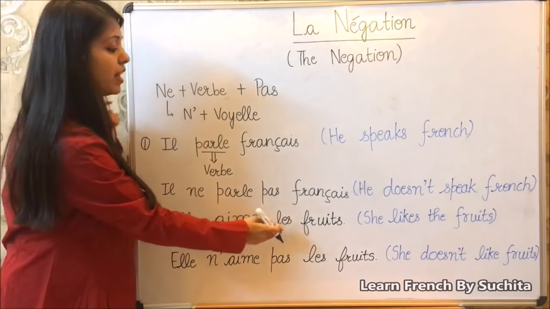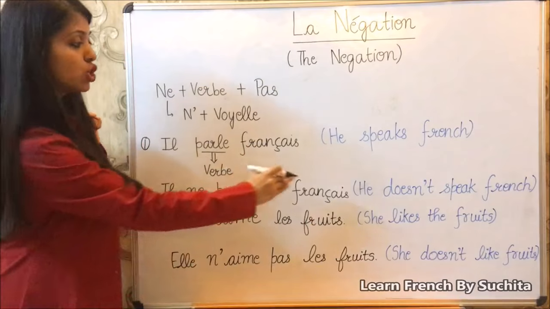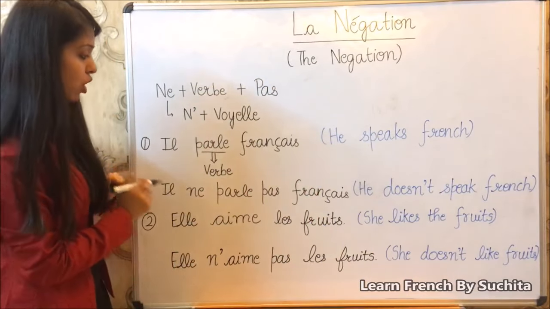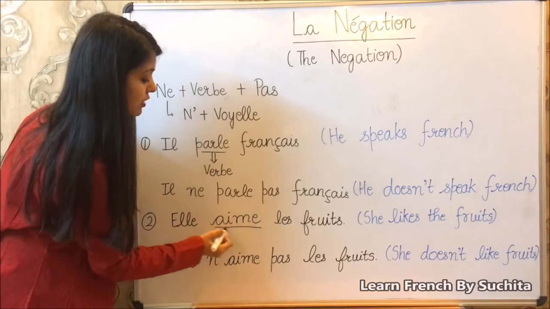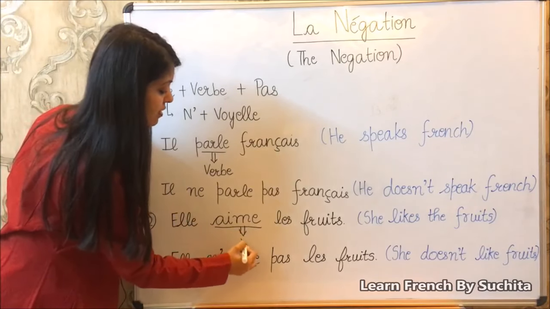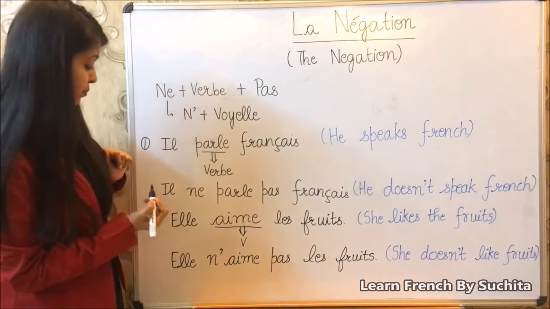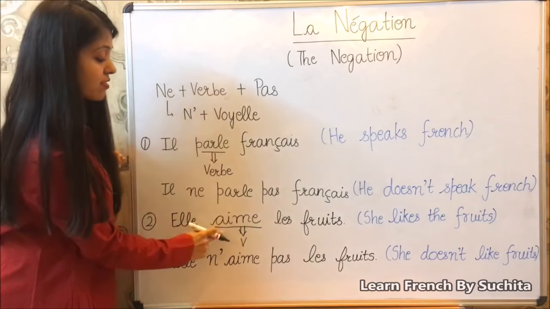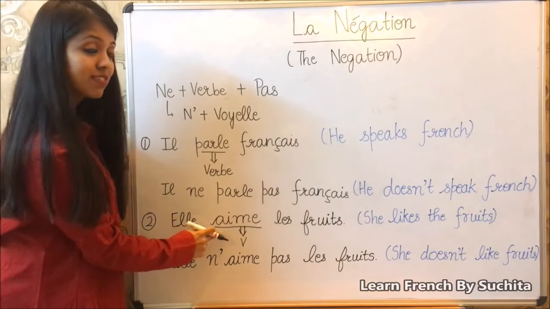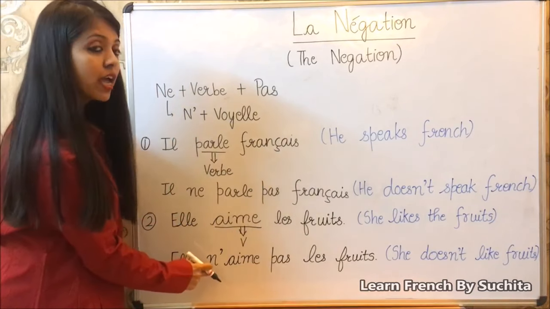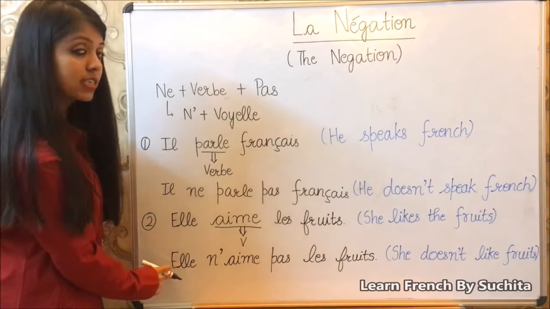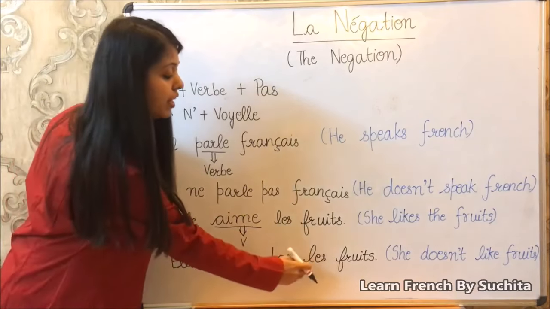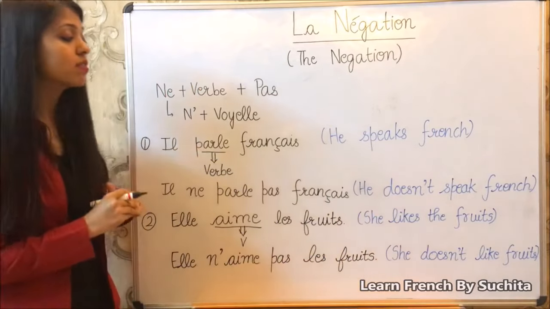Now let's consider the second example. Elle aime les fruits, which means she likes the fruits. Now here, where do we have the verb? I have not marked it. So here, très bien. Ça c'est le verbe. This is the verb. So what do we put? Ne or n apostrophe? Since the verb is beginning with a vowel, which means vowel A, so we put n apostrophe. And the sentence becomes elle n'aime pas les fruits, pas after the verb, and the meaning becomes she doesn't like fruits.